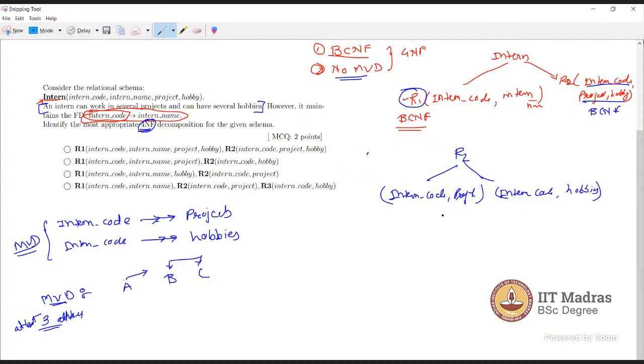So the correct answer will be C, not C, D. It's R1, R2, and R3. Okay.